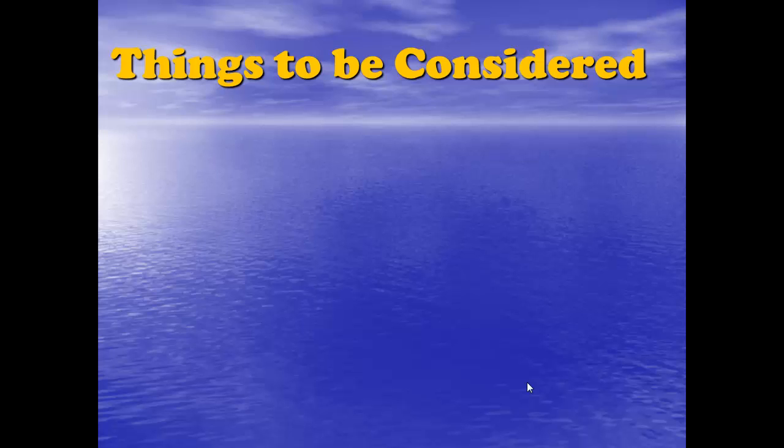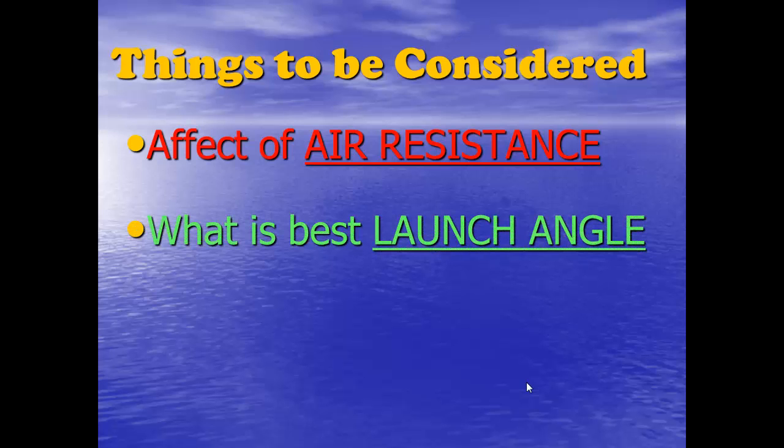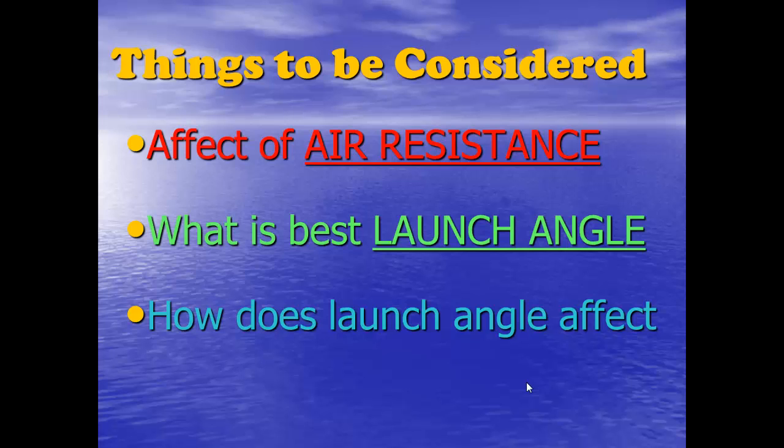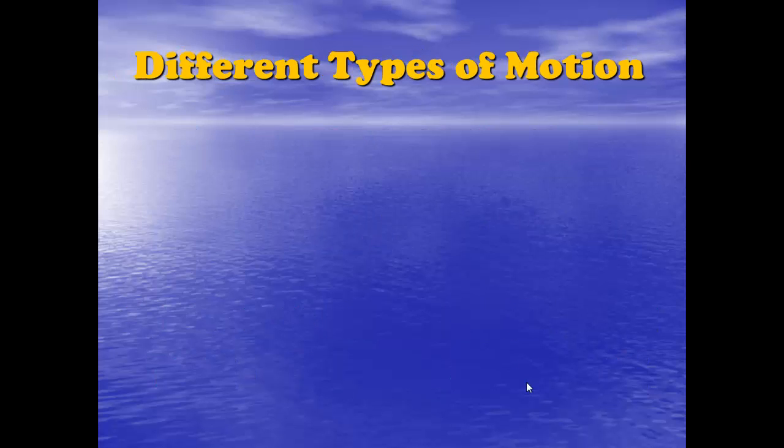These are the things that we will consider when we're looking at projectile motion: the effect of air resistance. We'll be looking at the launch angle and what the best launch angle might be to get maximum range, and how the launch angle affects things like the time of flight and the range. So those are the three things that we will be considering when we're looking at projectile motion.